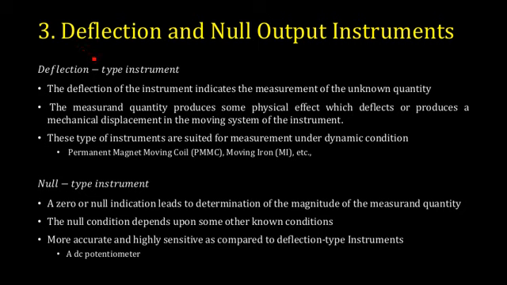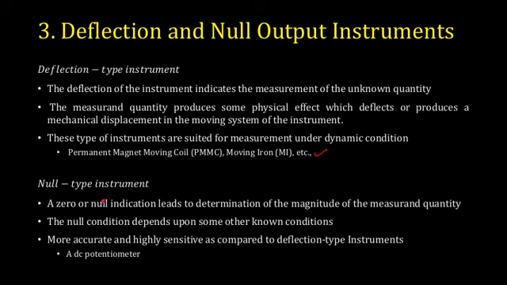Now the third type of classification is deflection and null type output instruments. In a deflection type of instruments, you'll have a pointer which deflects due to some physical effect, and this deflection can be seen on the dial based on a pointer. So such type of instruments are used to measure dynamic values of measurements, or which change rapidly. The permanent magnet moving coil instruments or PMMC instruments or moving iron instruments are examples for deflection type of instruments.